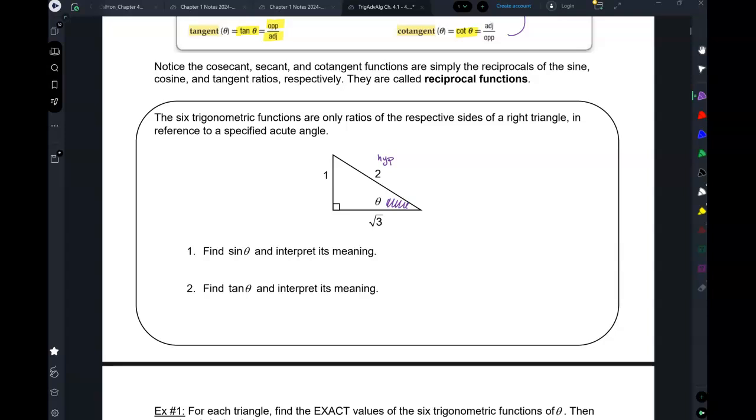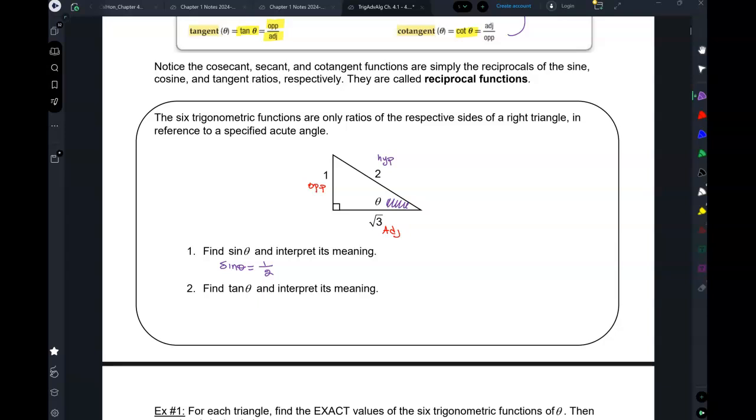Okay. So now I have 2 legs, the vertical and the horizontal. Which one is the opposite leg? 1. And which one is the adjacent? Correct. So what is sine of theta? So sine of theta is opposite over hypotenuse. Yep, that's 1/2. Okay, now it says interpret its meaning.